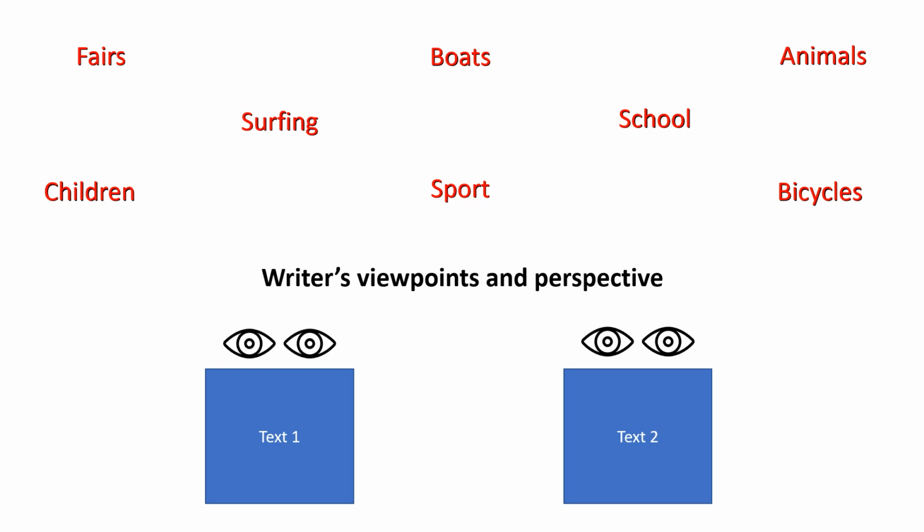It will choose a topic, like boats, and it will show you one person's perspective of boats and then another person's perspective. And what you've got to do is explain what the writer's perspective is and why they have got that perspective. So that's just to give you a brief overview of how this paper works and the concepts behind it. So when it says writer's viewpoints and perspective, we're looking to see how two different people view the one topic.